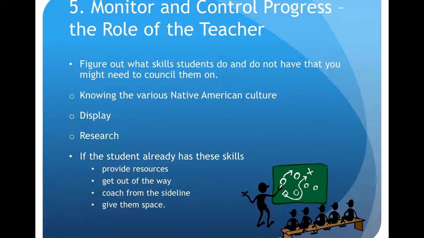If you feel comfortable students already have these skills, you don't need to teach them if you feel they already have them. But what you do need to do is provide resources, give them space, and most importantly, just get out of their way. I find that if you micromanage students, they turn out products that you would have created rather than they would have created. So you need to give them some space to be creative.